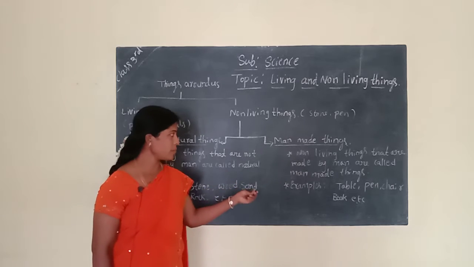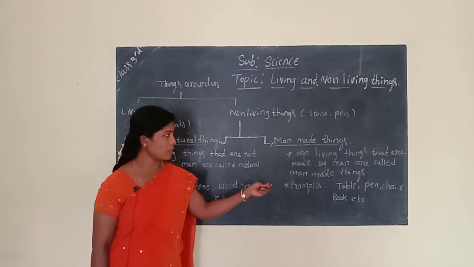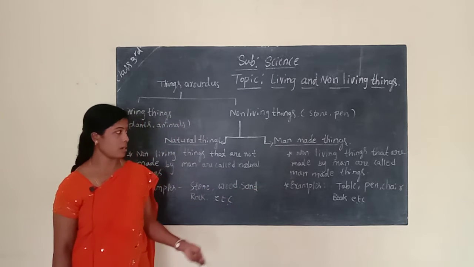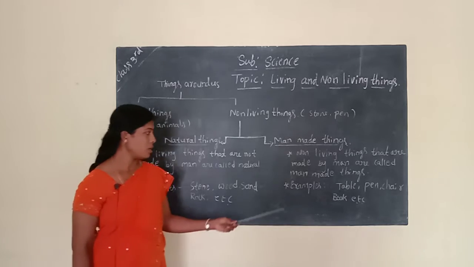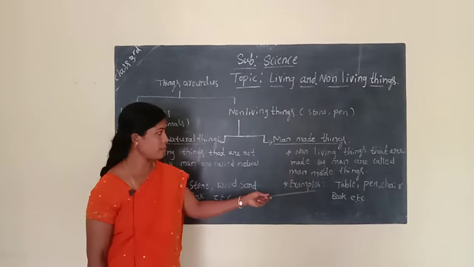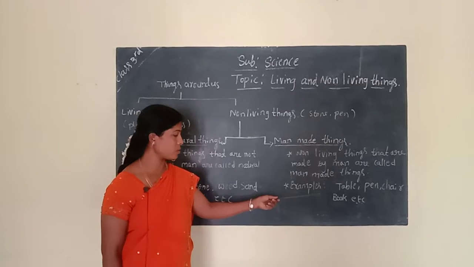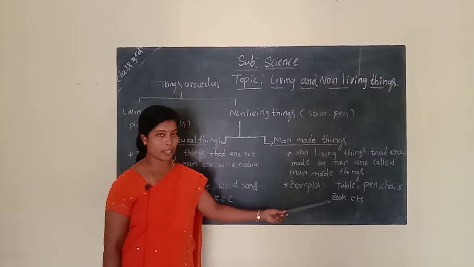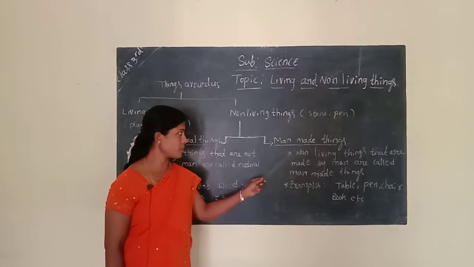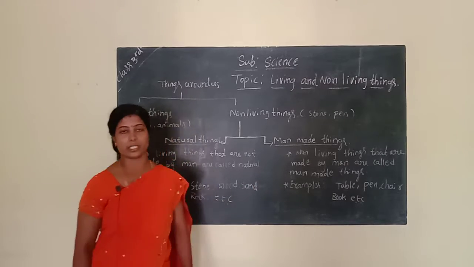Okay. Man-made non-living things means non-living things that are made by man are called man-made things. Okay. For example, table. Table is a man-made non-living thing. Okay. Table, pen, chair, book, these are all the examples for man-made non-living things.